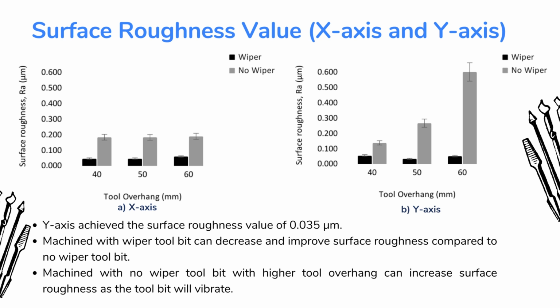In this experiment, we also found that the surface finish after the machining process with the no wiper tool bit with a higher tool overhang will increase the surface roughness, as the tool bit will vibrate during the machining process.